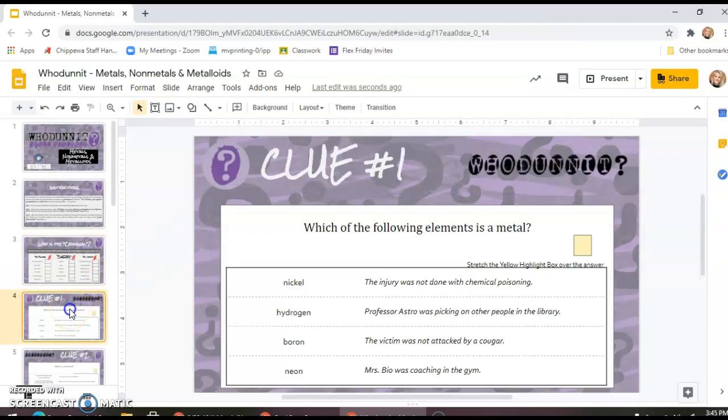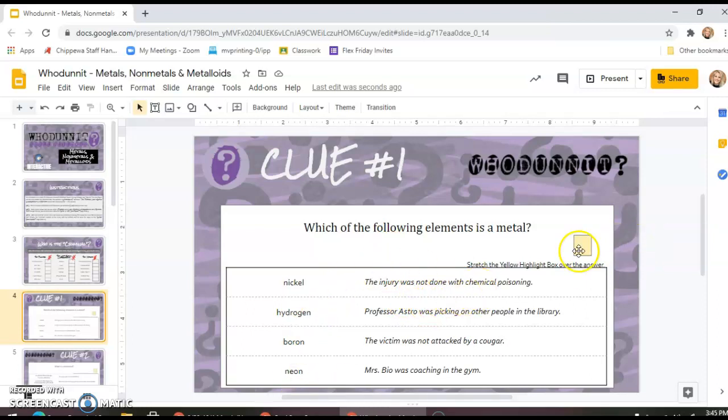So for example, let's do our first one first. So which of the following elements is a metal? We look at all of ours. Is it nickel? Is it hydrogen? Is it boron? Is it neon? This is something that you could look up. You can Google if you need help.